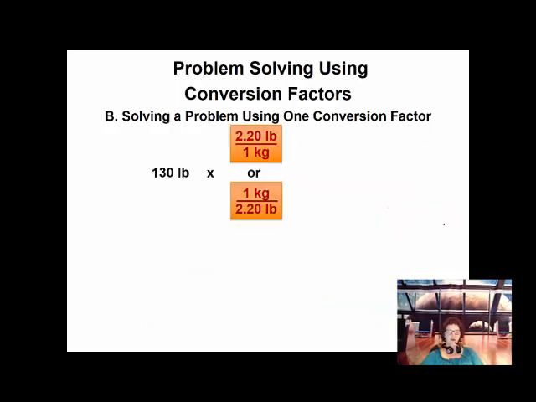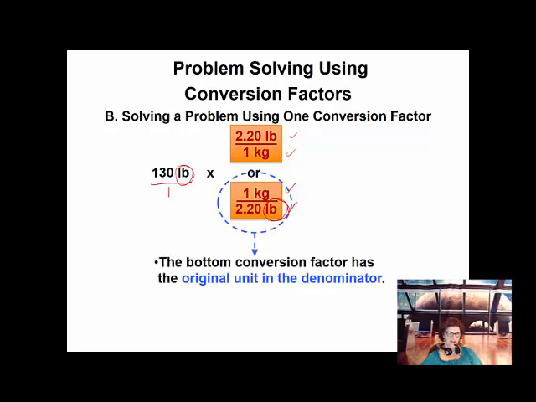So I can write this, remember, either with pounds on top and kilograms on the bottom, or with kilograms on top and pounds on the bottom. But what my rule was before, if you remember, is if I've got it on the top, because 130 pounds is the same as saying 130 pounds over 1, then I'm going to want pounds on the bottom in the denominator. Okay? And that way pounds will cancel. So since it's originally in the numerator, then the conversion factor is going to have it in the denominator.